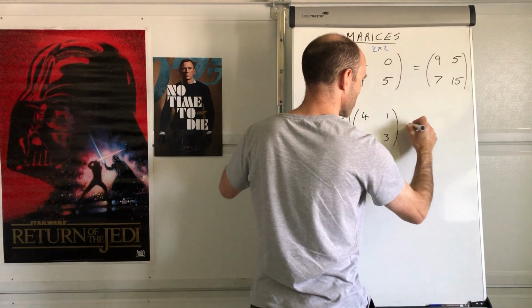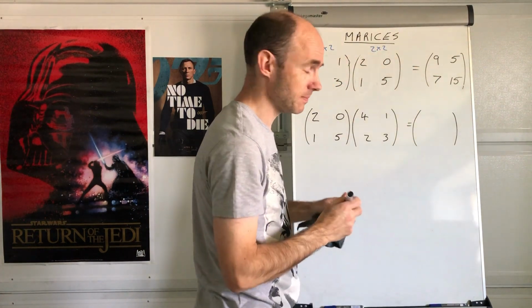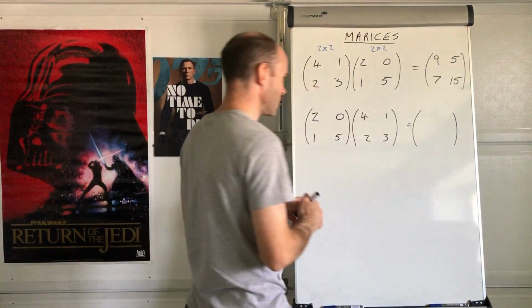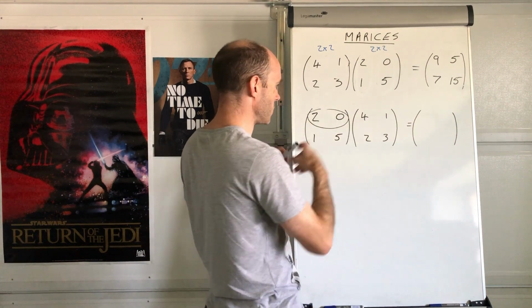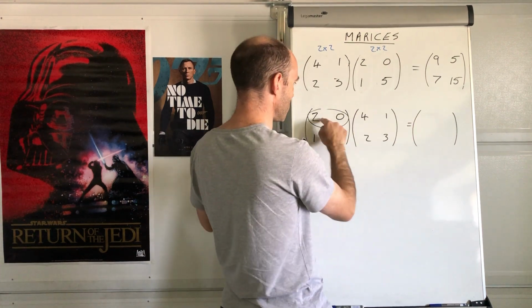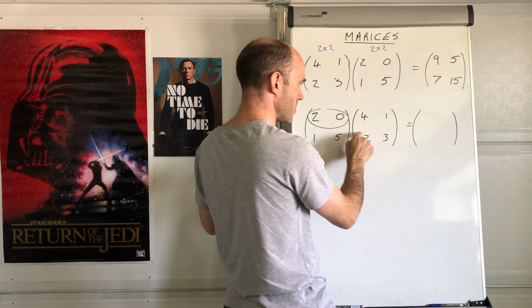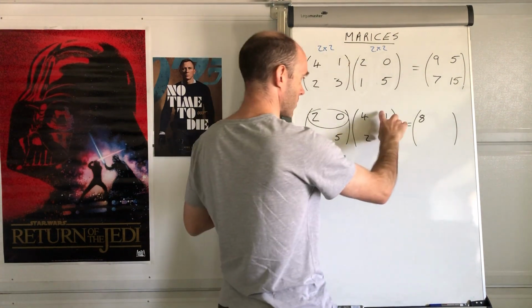Maybe pause the video and try and work out what the answer will be. It will not be the same. Did you do that? All right, so let's go then. Remember the method? We're going to start with this first row, and we're going to do that times that and that. So 2 times 4 is 8, plus 0 times 2 is still 8. Answer goes there. And then we go into the next column.